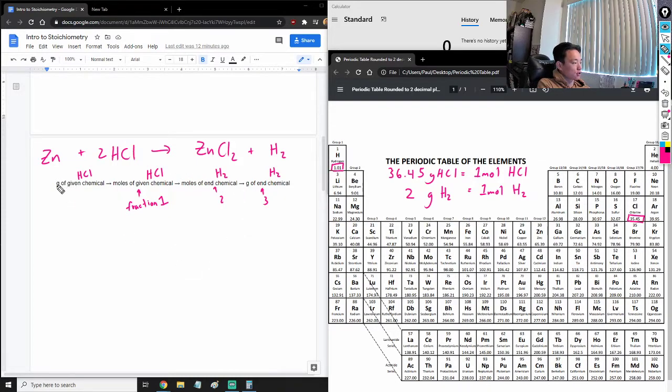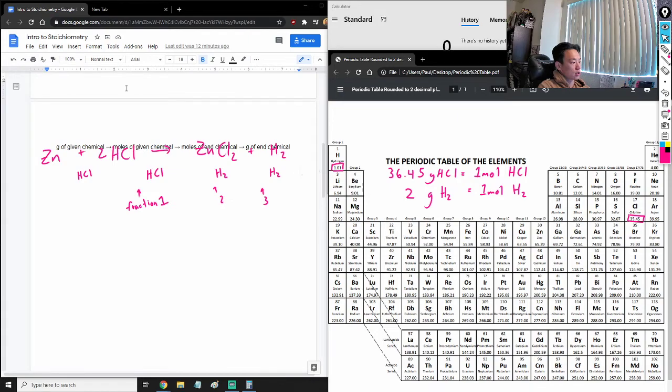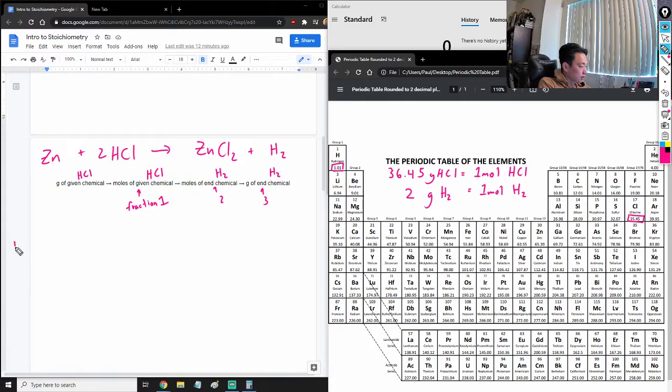So let's start with the grams of our given chemical. If you take a look back at the question, it asks if you have 10 grams of liquid HCl. Okay, so that's our starting number. So we're just going to start regular dimensional analysis, and we're going to write 10 grams of HCl, and we're going to set up a fraction.